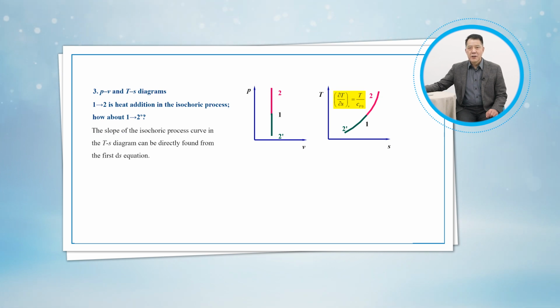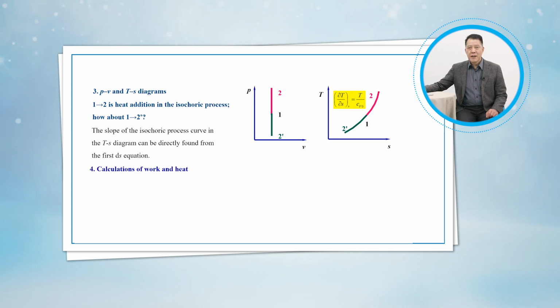Pay attention to the slope of the isochoric path line in the TS diagram and try to derive it. Actually, it can be found from the first ds equation for ideal gas directly.